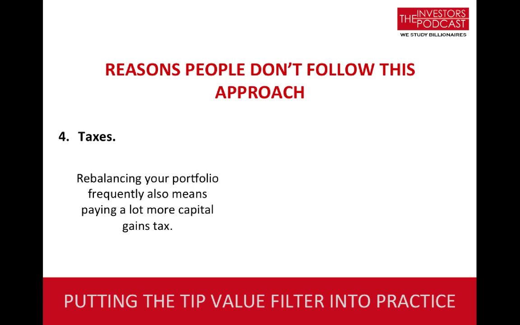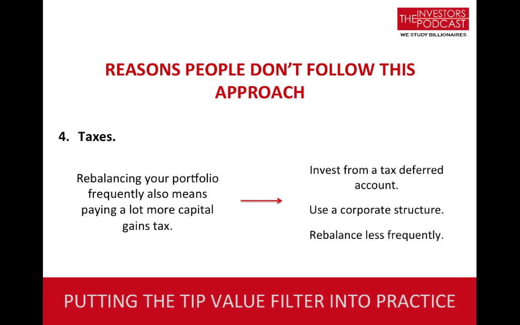In reality, a lot of these automated strategies are a lot harder to implement because of taxation. To mitigate that, you can invest from a tax-deferred account. You can also use a corporate structure, or you can simply rebalance less frequently. For instance, you can rebalance after 1 year and a day to ensure you won't be paying short-term capital gains tax. None of this is hard, but it's still very time-consuming and just adds another layer to the 3 other reasons just mentioned that might discourage you from implementing the strategy in the first place.